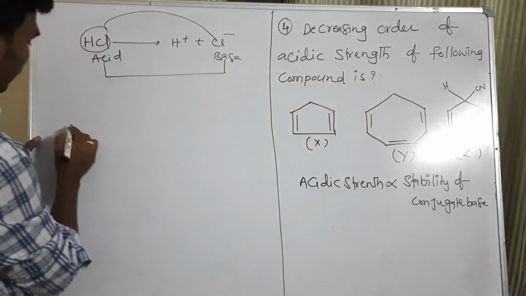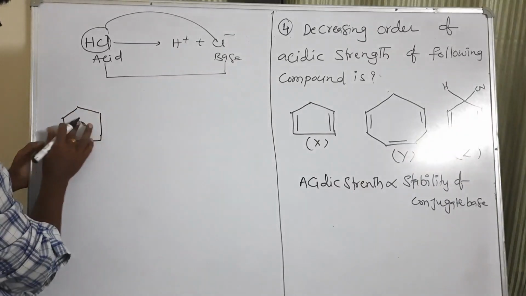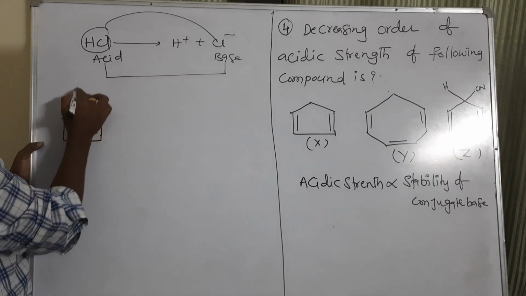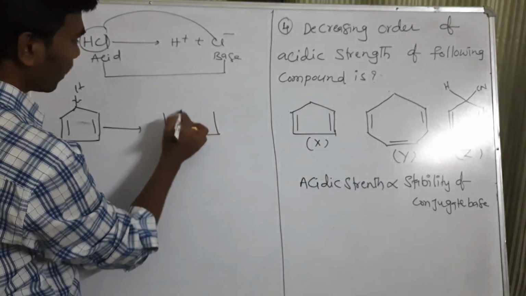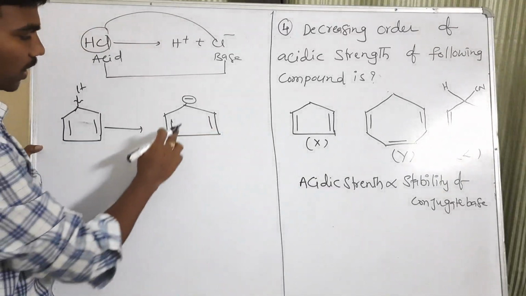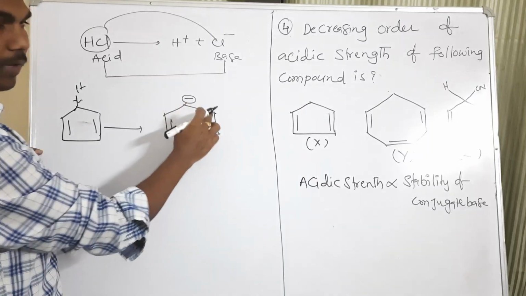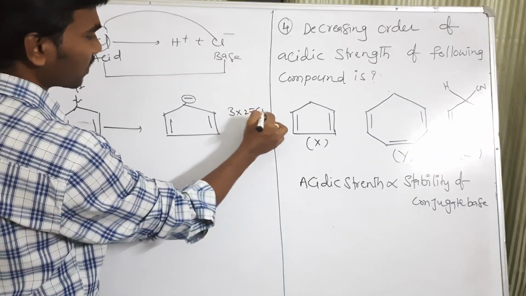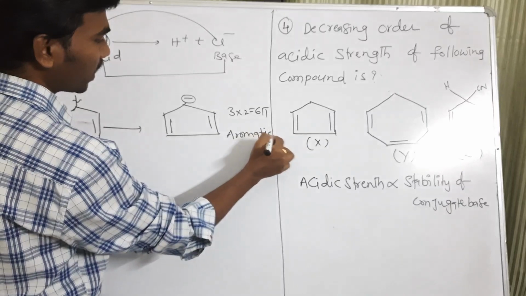Similarly, here this is the acid. If it releases H plus ion from here, it is going to form this compound, cyclopentadienyl anion. So how many pi electrons are there here? 1, 2, 3. So 3 into 2, 6 pi electrons are there. So it is an aromatic compound.